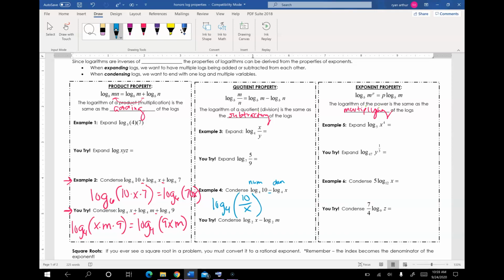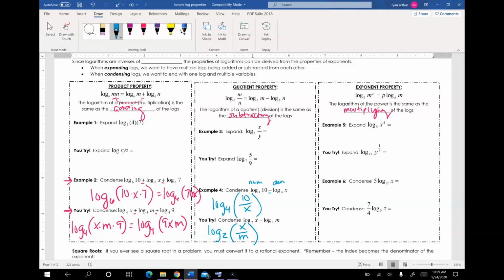All right. So next one, you try. I want to condense again. Okay? Just remember, the first log is your numerator, the second log is your denominator. So it's going to be x divided by m.